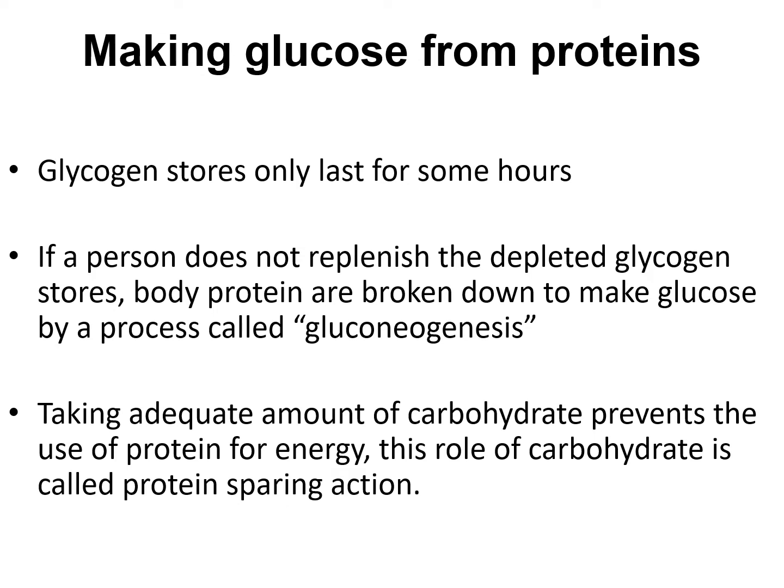But what this means is that this is a special situation, and if you are not taking in an adequate amount of carbohydrate, then protein degradation is going to happen. Therefore, the food should contain an adequate amount of carbohydrate to prevent the use of protein for energy. And this role of carbohydrate is called protein sparing action.